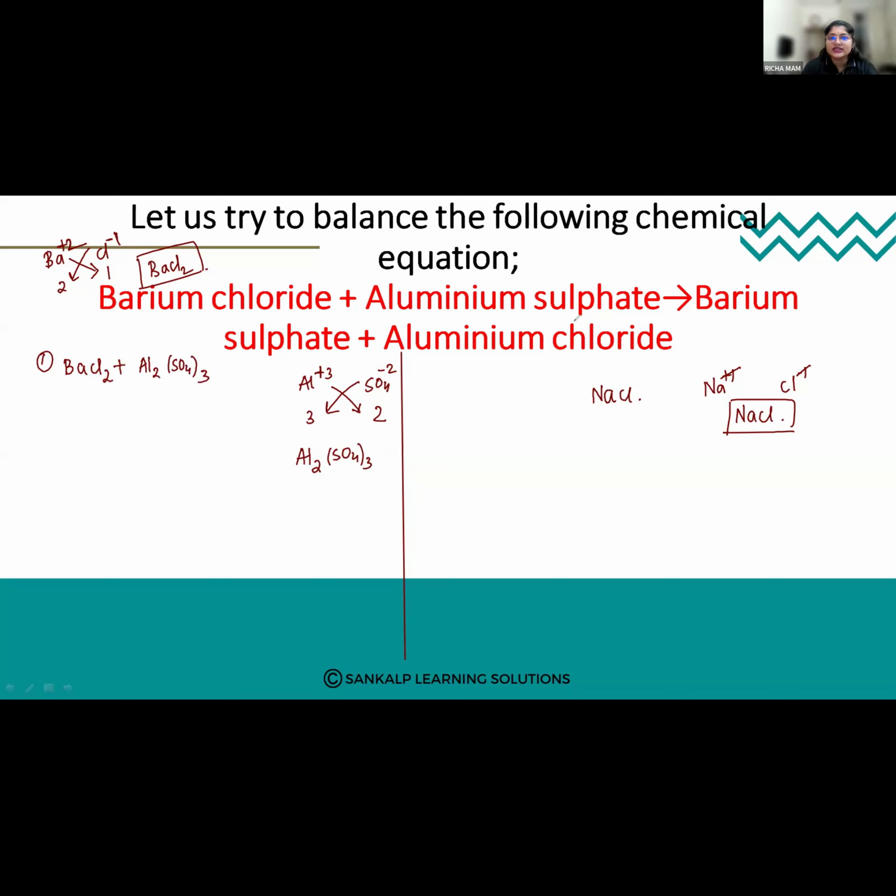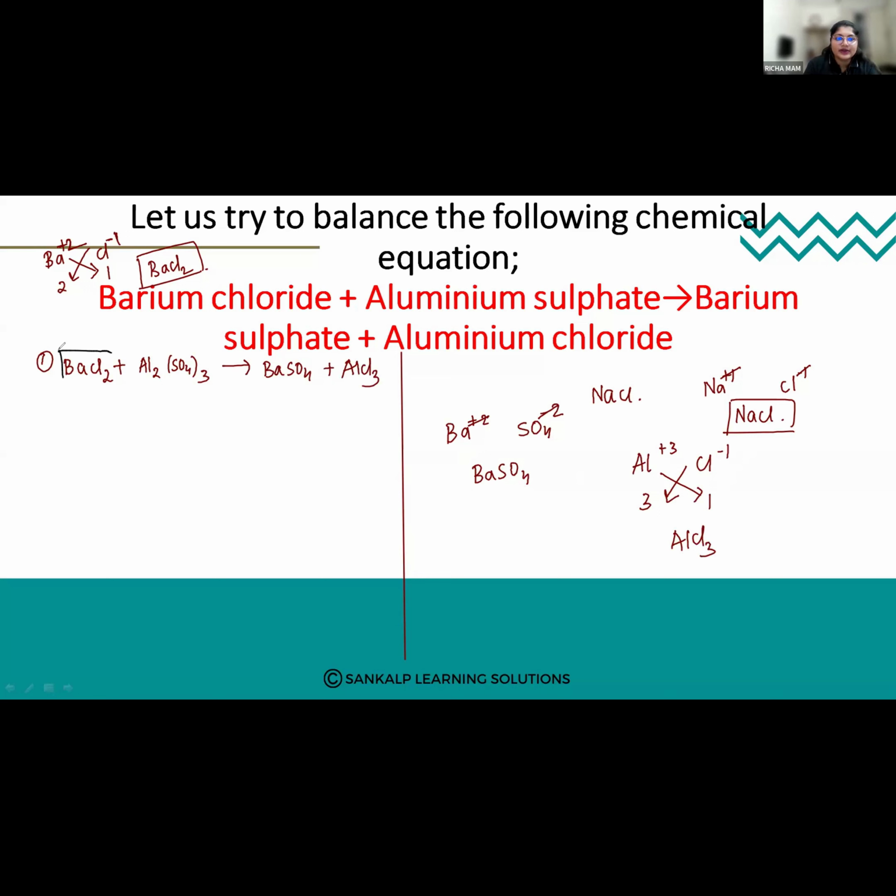Next is what? Barium sulfate. Barium is Ba plus 2, sulfate is SO4 minus 2. So plus 2 minus 2 cancels and it will be BaSO4. So it will be giving you BaSO4 plus aluminium chloride. Aluminium is Al plus 3, chloride is minus 1. Again, unequal charges. So crisscross, I'm going to get AlCl3. So AlCl3. Understood? Is it clear?